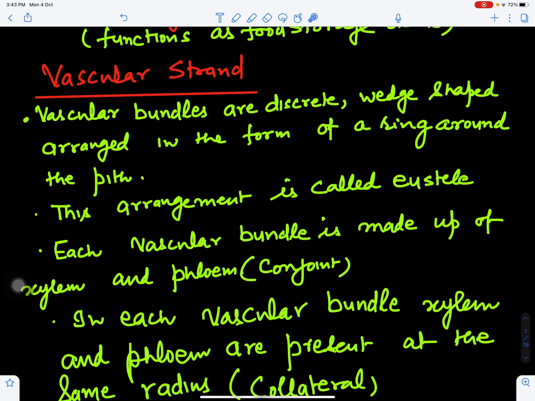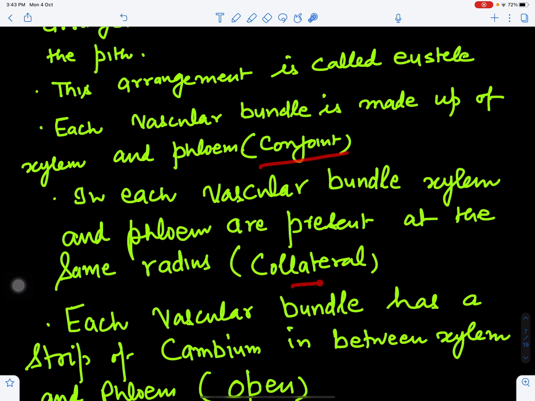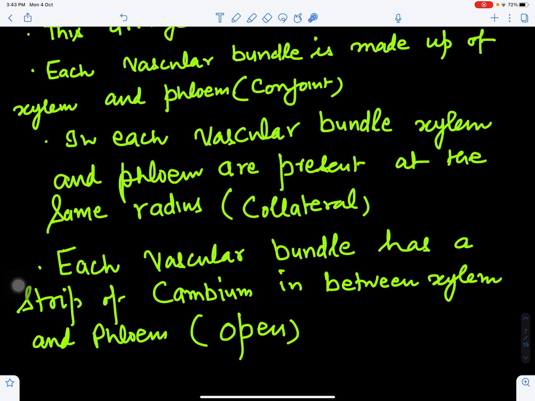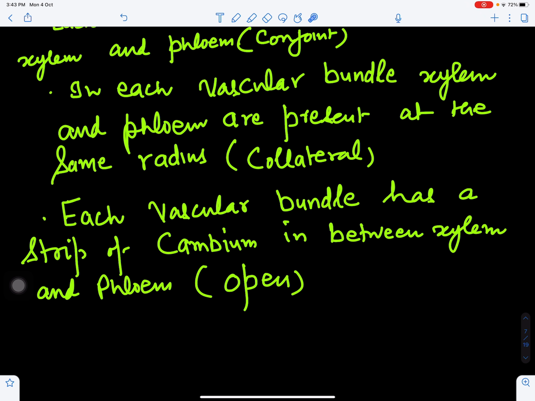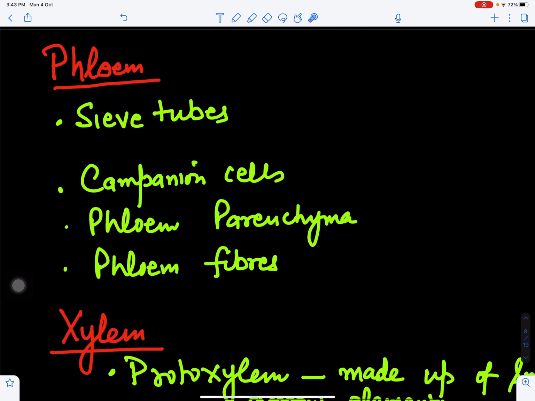As we discussed, xylem and phloem form a joint bundle when present at the same radius, collateral, and when they have a cambium in between, this is called open type. And because of the presence of cambium, it can show secondary growth. When cambium is not there, the vascular bundles are called closed, and no secondary growth will take place, like in the monocot stem. So this is all about the anatomy and cellular detail of the internal structure of the dicot stem of sunflower.